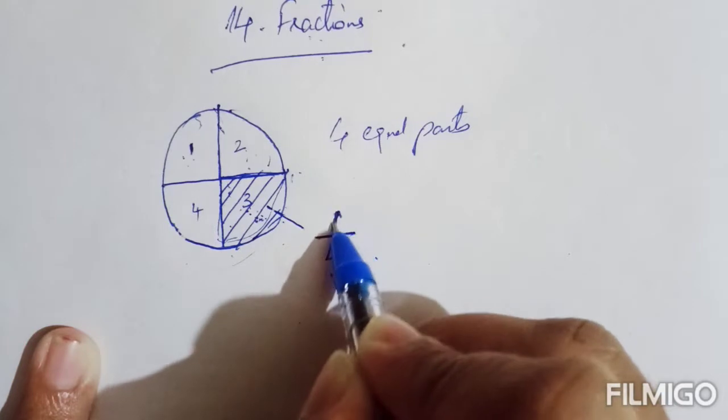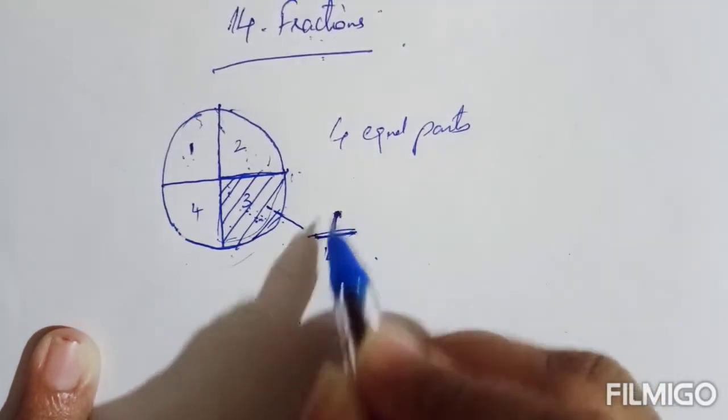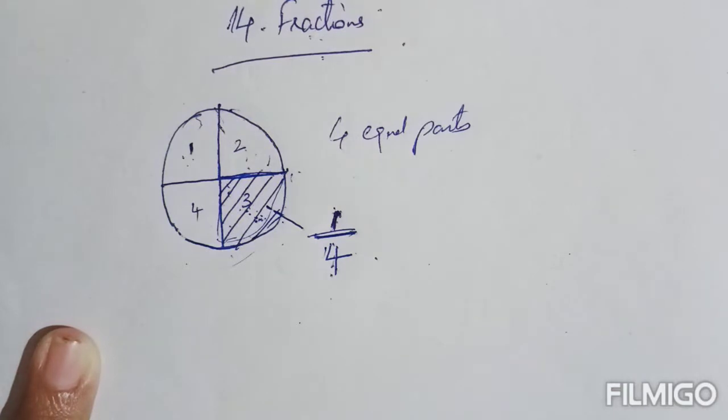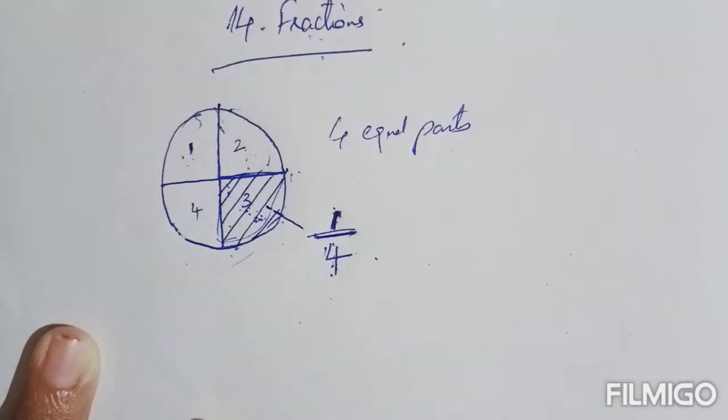It is 1 out of these 4 parts. So 1 by 4. These types of numbers are called fractions. Okay, a fraction is a quantity that expresses a part of the whole.